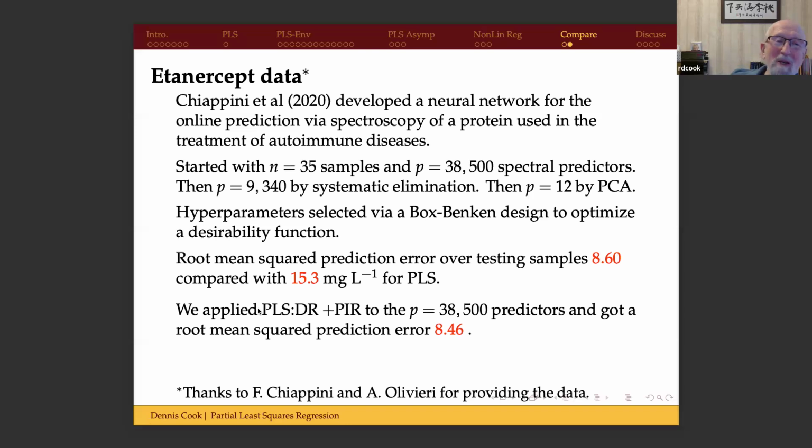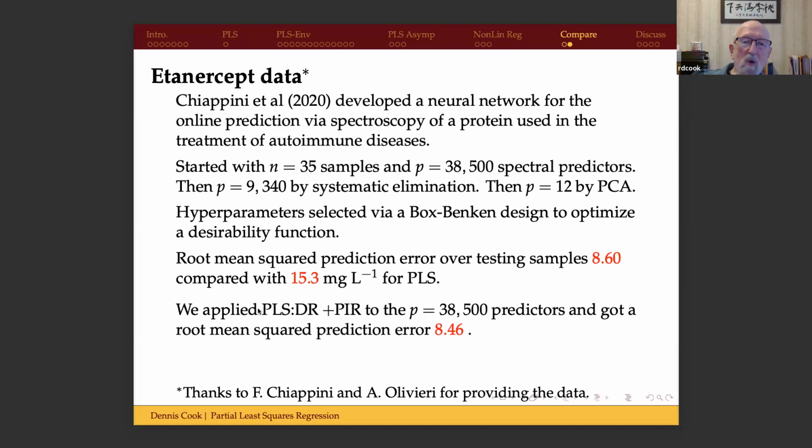Then they said, well, we really don't know how to develop a neural network with 9,000 predictors, so we're going to do PCA, and we cut it down to 12. So they started with 38,000 predictors, and then by manipulating the data, they cut it down to 12. The hyperparameters for their neural network, they selected via a Box-Behnken design to optimize the desirability function.